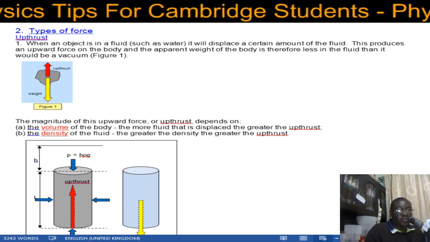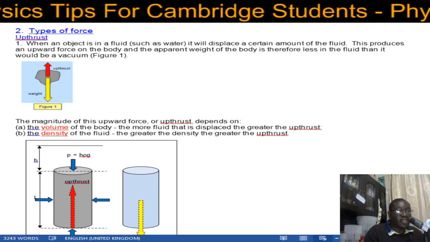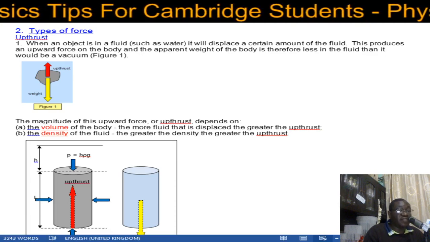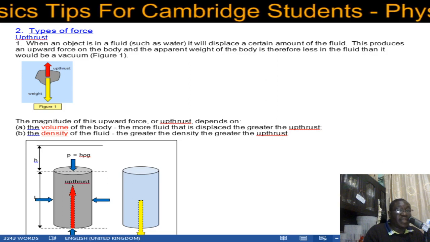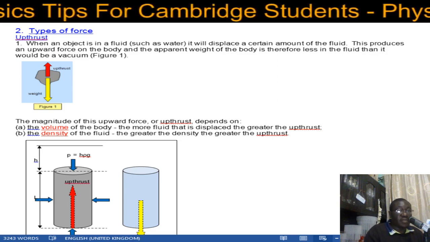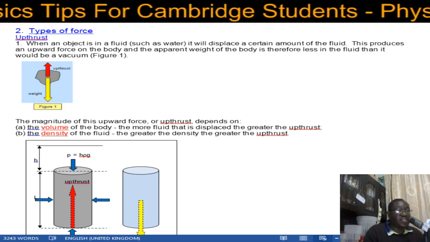Right, in this video, we are going to talk about forces, that is types of forces, effects of forces, equilibrium. So that's what we're going to be talking about. So it's starting with types of forces.